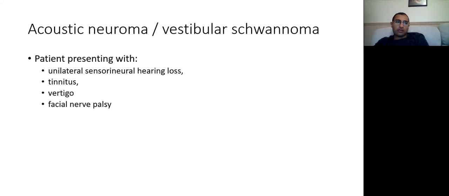And again, one thing to be aware of: acoustic neuromas or vestibular schwannomas, which is a tumor of the Schwann cells of the vestibular nerve. The patients can present with unilateral sensorineural hearing loss, tinnitus, vertigo, and again can get a facial nerve palsy because of the pressure on the facial nerve, because they both, remember, come off the cerebellopontine angle.